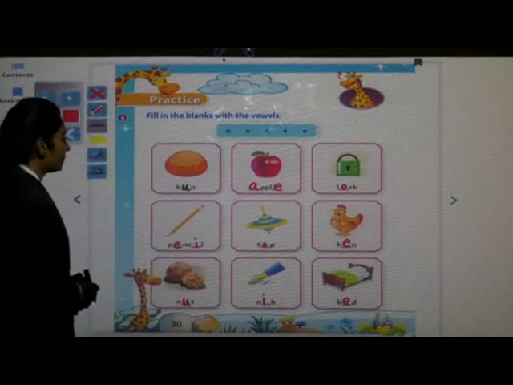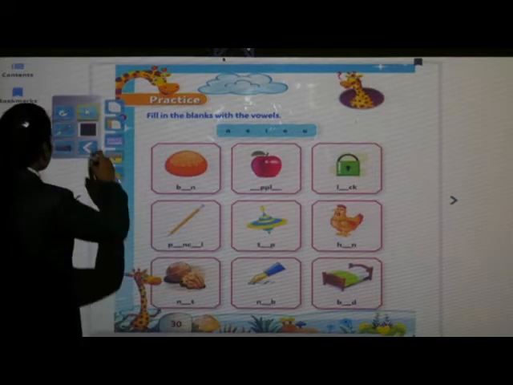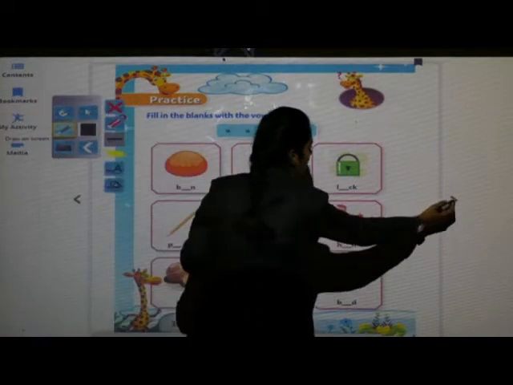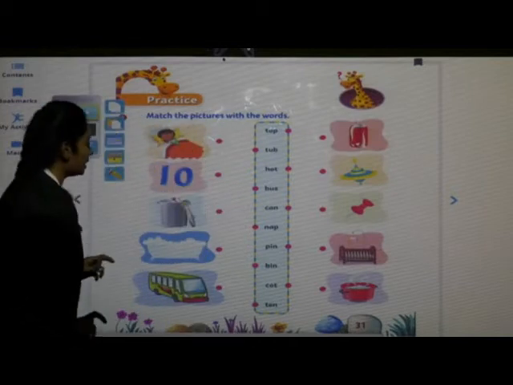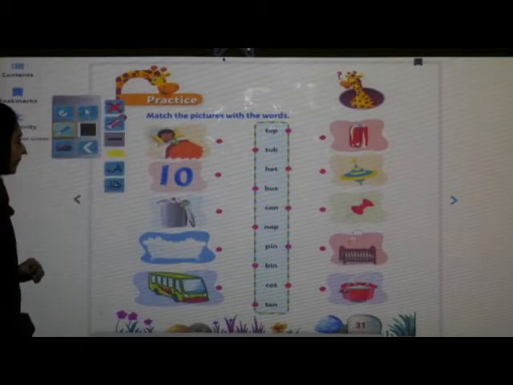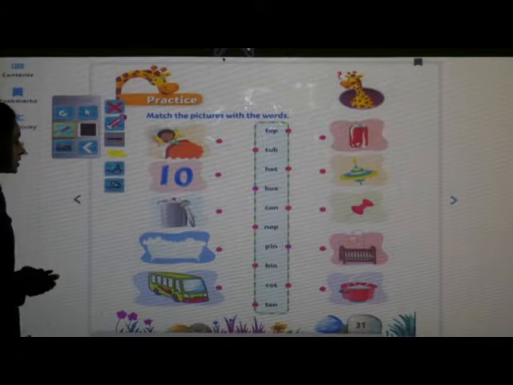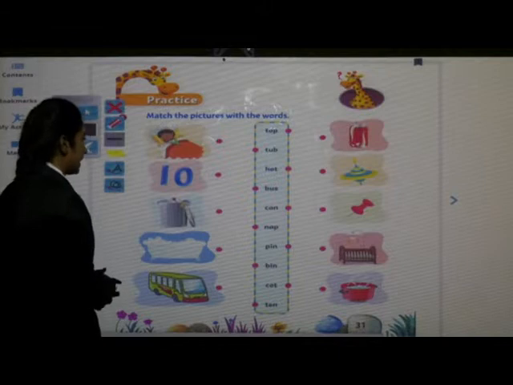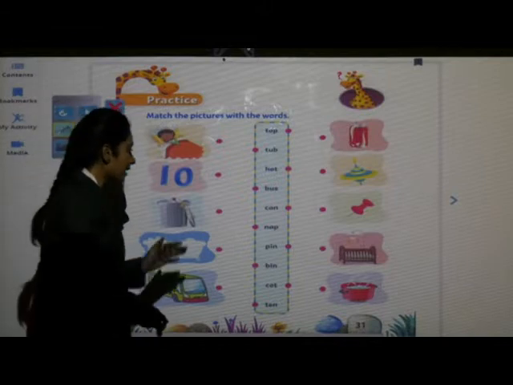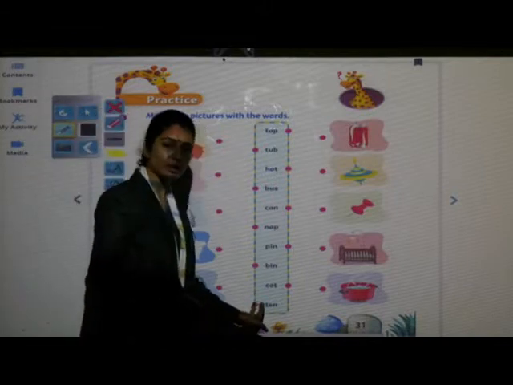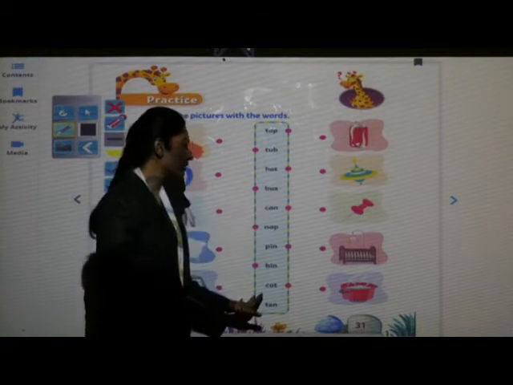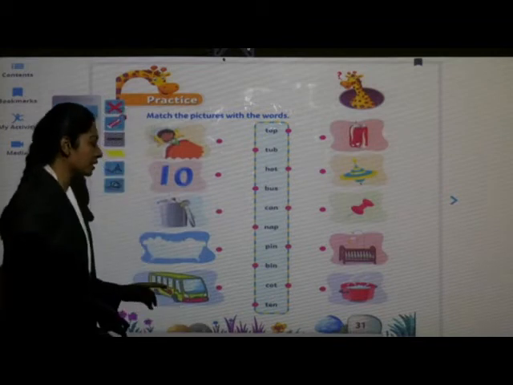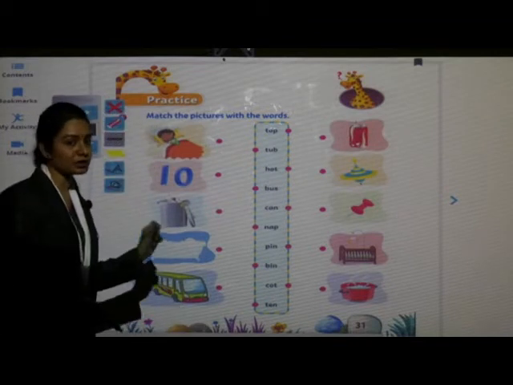B-E-D, bed. Okay. Now, children, come to the next page. I hope you have completed page number 31. Okay. Now children, in this page, what is there? Match the pictures with the words. Yes. Okay. So what is there? These are some words in this practice sheet. And can you see these pictures? In front of these pictures, we have to match those words.